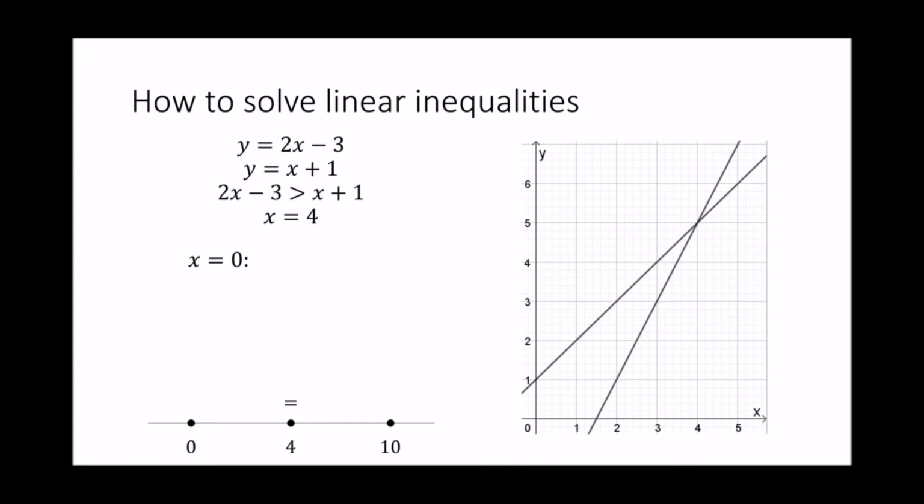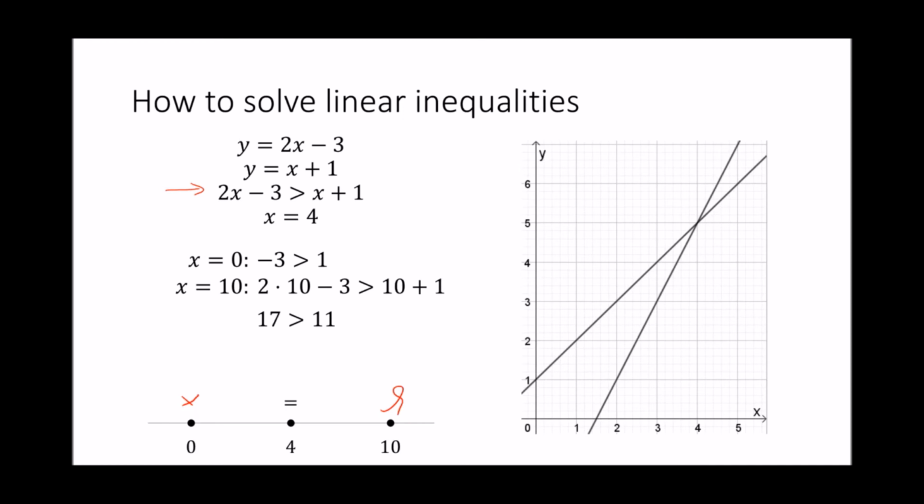We're first going to fill in x is 0. If we fill that into our inequality, then the terms with x disappear, so we get minus 3 is larger than 1. Now I hope we all agree that that is not true. Then we also look at x equals 10. So we fill that into our inequality. 2 times 10 minus 3 is greater than 10 plus 1, or 17 is greater than 11. And I think we can agree that that is true.